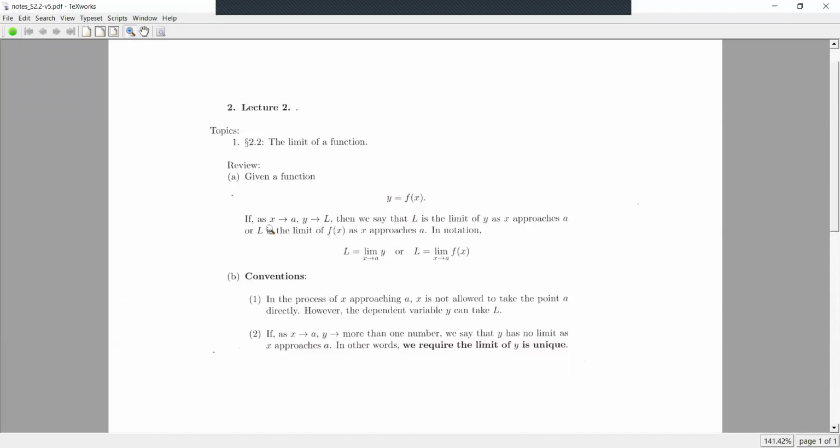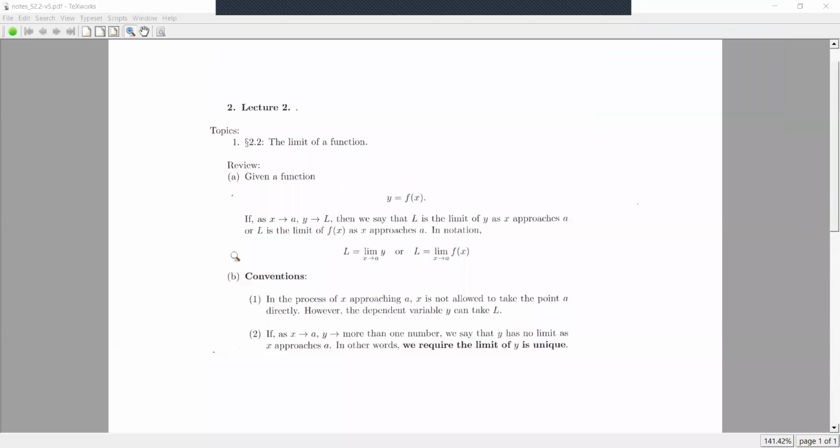Now, if as x is getting closer and closer to some point A, y is closer and closer to some other number L, then the number L is called the limit of the dependent variable y as x approaches A. Because y is equal to f of x, we also say that L is the limit of the function f of x as x approaches A. In notation, we write L is the limit of y as x approaches A, or L is the limit of the function f as x approaches A.